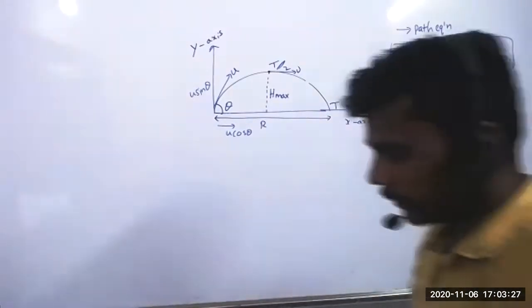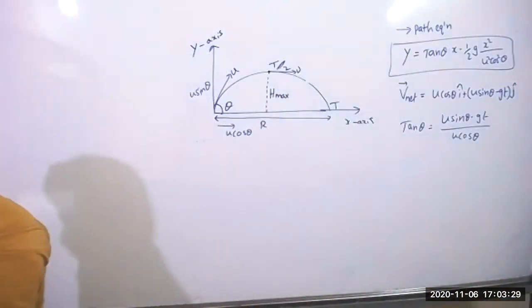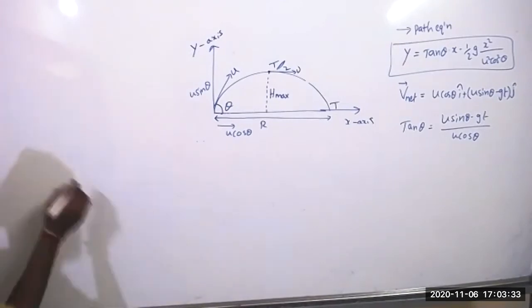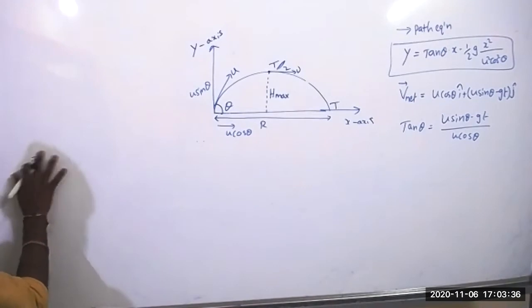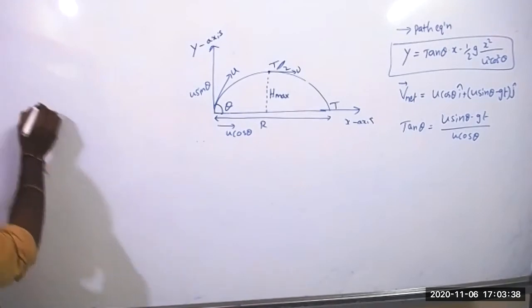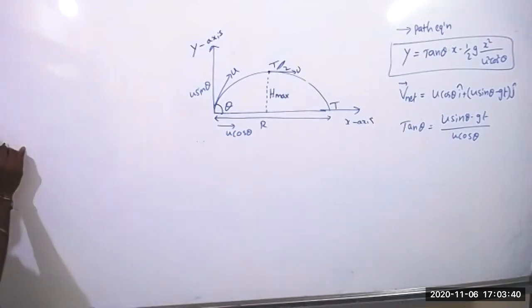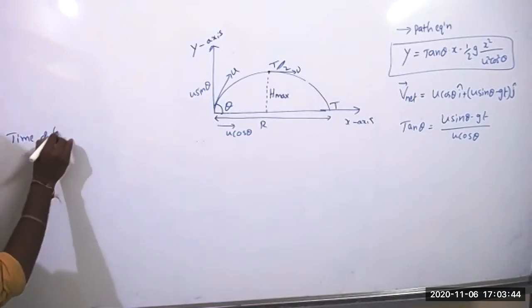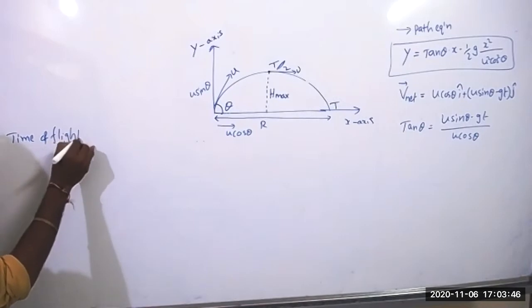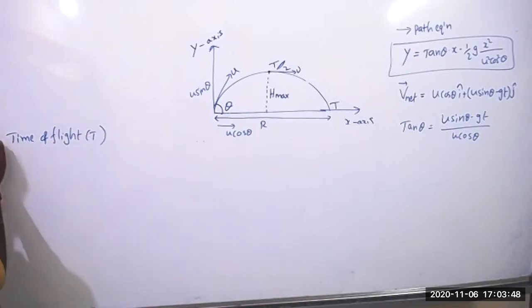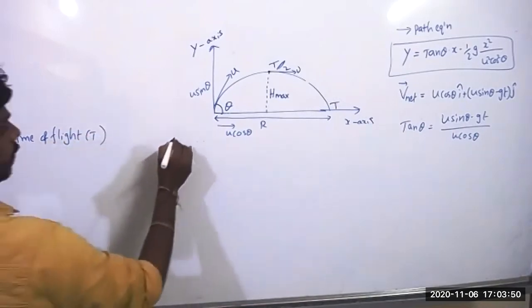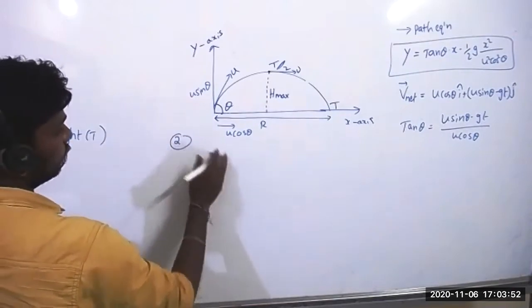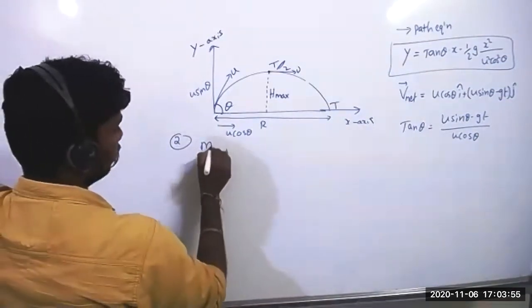Remember this. Now see, what they can ask: time of flight. Calculate time of flight. Second one, they can ask maximum height.